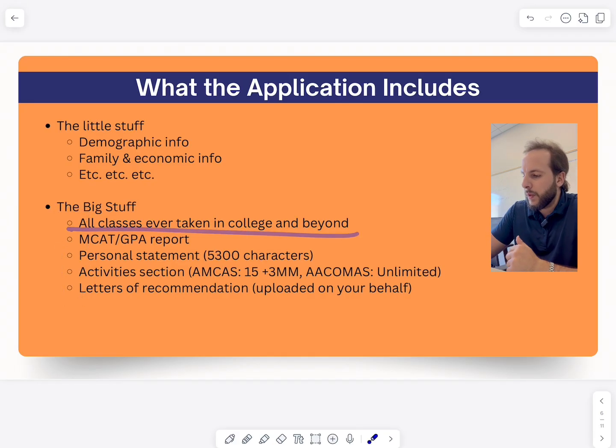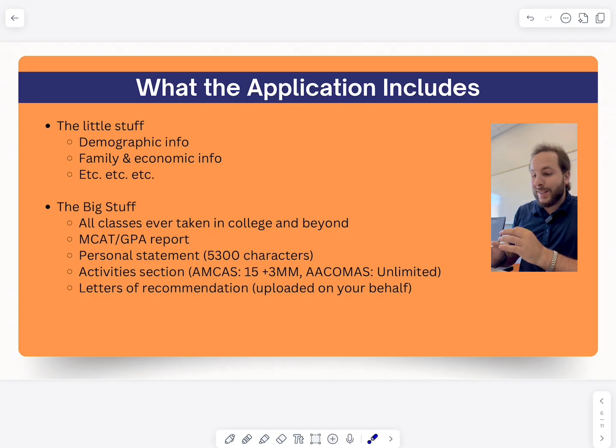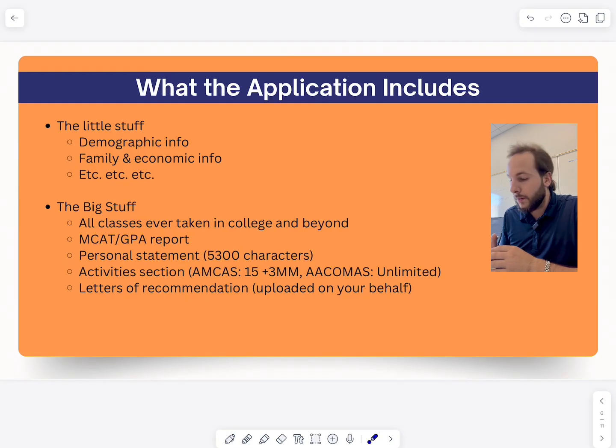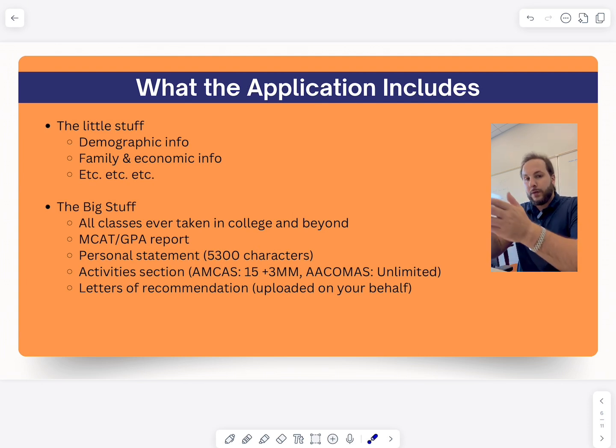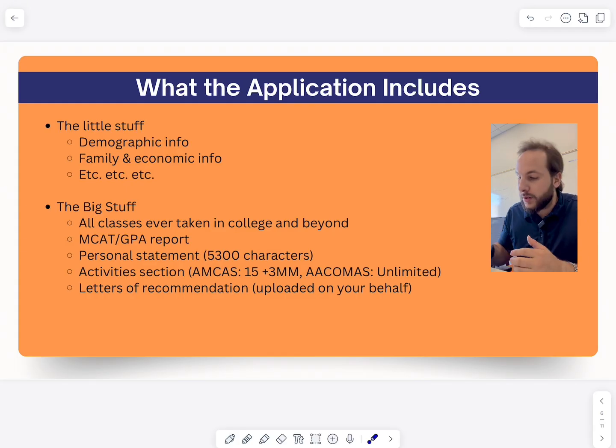What's the big stuff? Well, you're going to enter all the classes that you have ever taken in college and beyond into this medical school application, MCAS and ACOMAS, no matter which one you use or both. That takes time. You have to literally type out the name of every single class from a drop-down menu, pick the grade that you received, click submit, do the next one. If you've taken a lot of classes, if you have a bachelor's degree, or maybe 2 bachelor's degrees, or maybe a bachelor's and a master's, or maybe you're almost done with a bachelor's degree, this is a lot of courses that you have to enter.